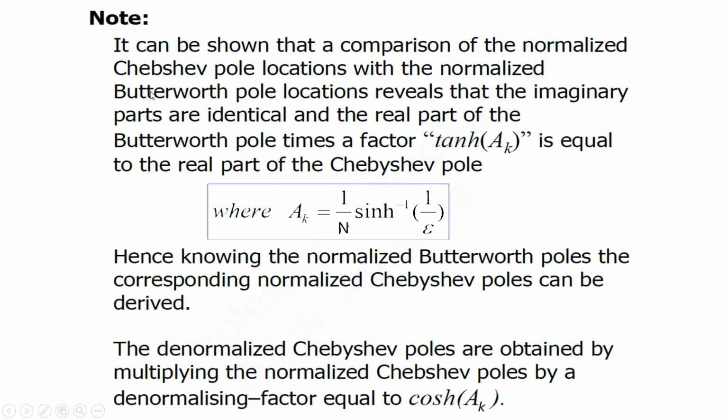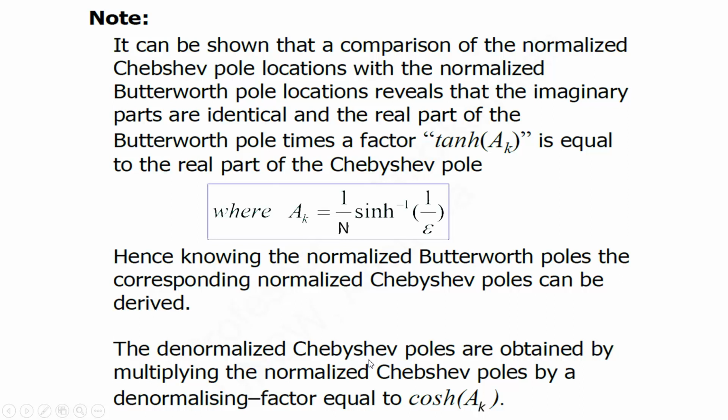It is useful because if you find the poles using the Butterworth filter design method, the imaginary parts of the pole locations will be the same. Coming to the real part, you take the real part of the Butterworth filter pole and multiply it by tanh(a_k). That will equal the real part of the Chebyshev pole, where a_k is 1 over n times sinh inverse of 1 over epsilon. Hence, knowing the normalized Butterworth poles, the corresponding normalized Chebyshev poles can be derived.